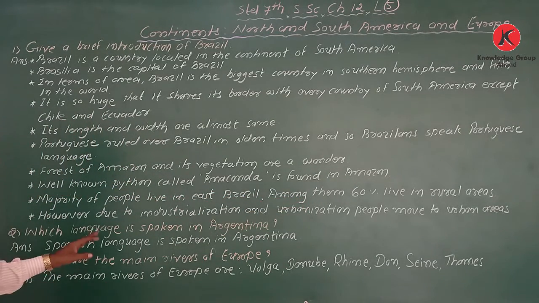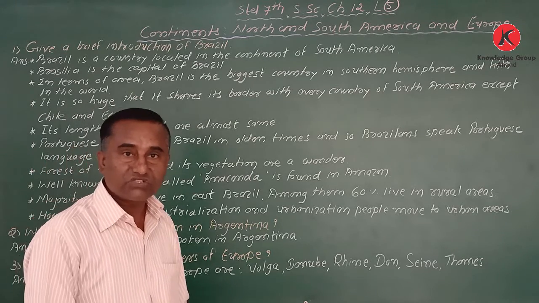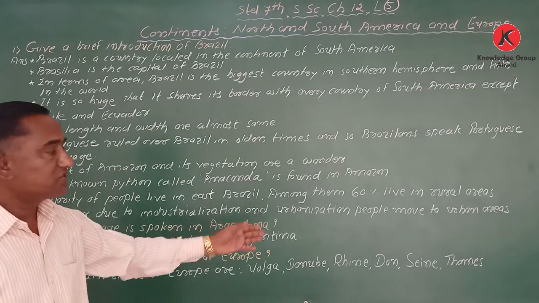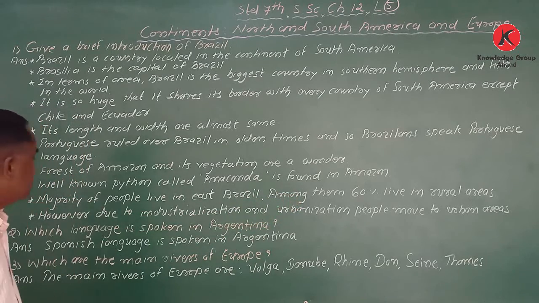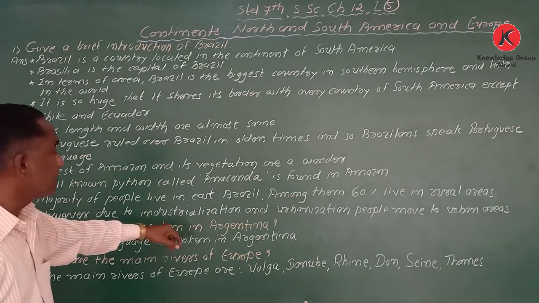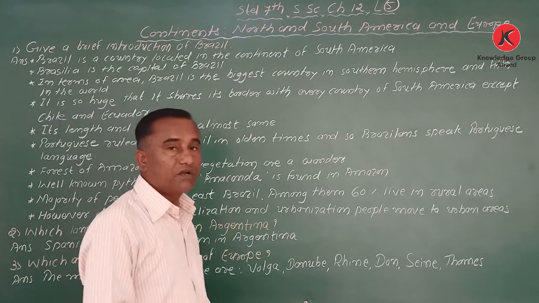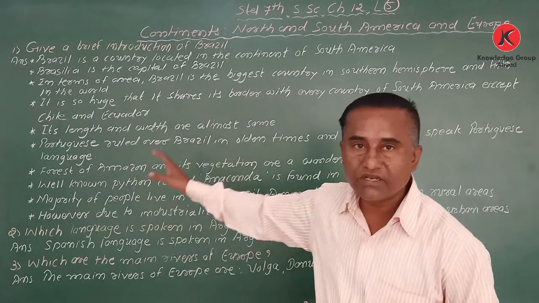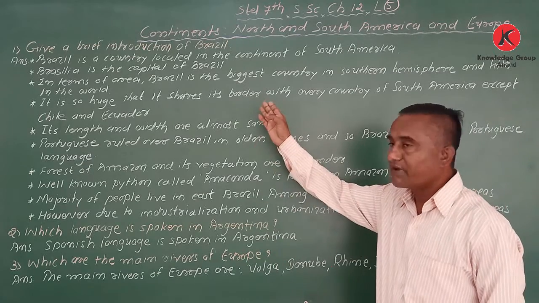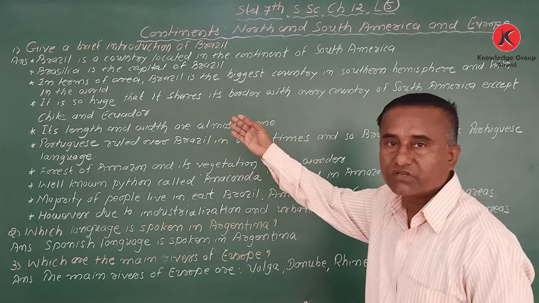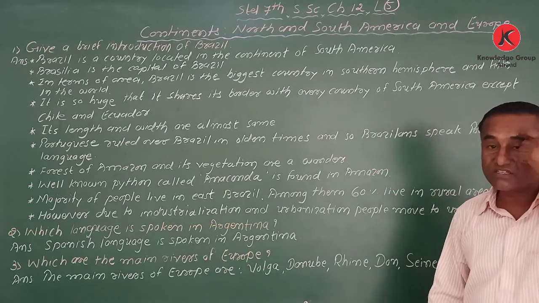And next, about people: most of them live in the eastern side, and among them 60% live in rural areas. And the last one is that due to industrialization and urbanization, people move to urban areas. So these are the points. If it is asked to write a short note on Brazil or give a brief introduction about Brazil, write the same answer. Next one is the small question answer.